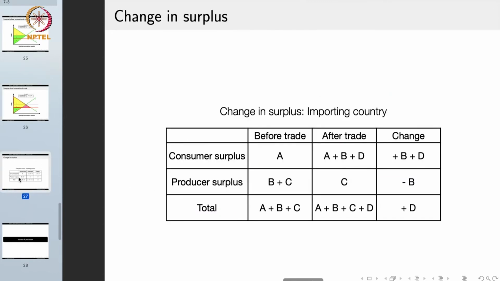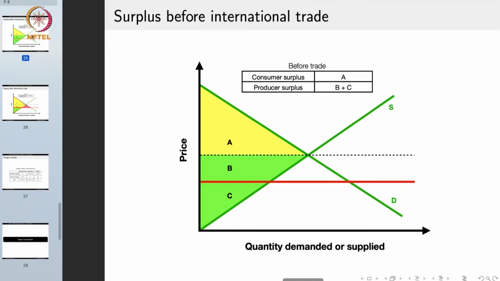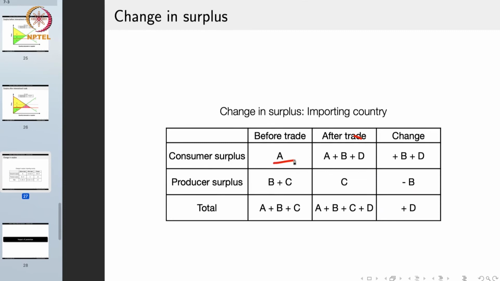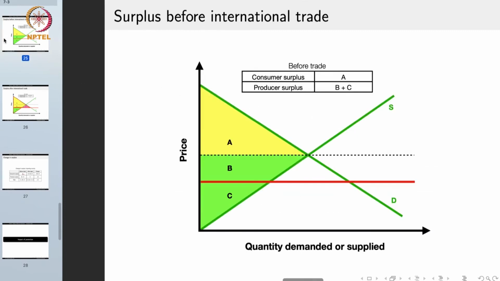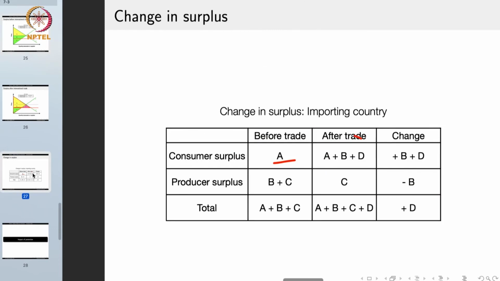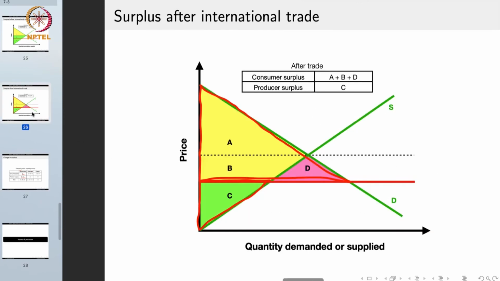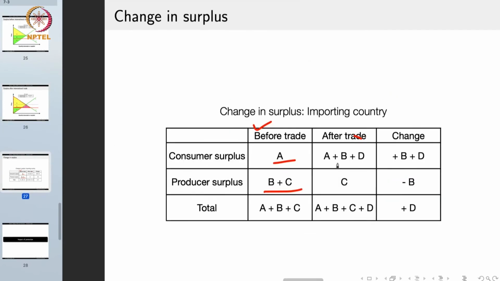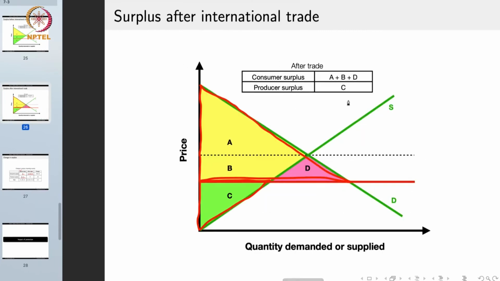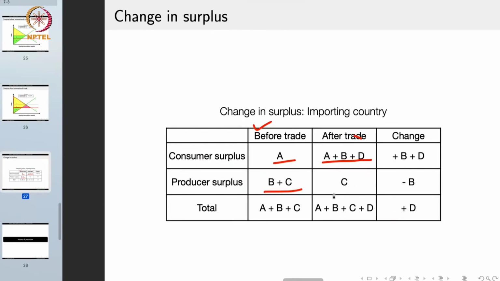So if we make a table, before the trade we had a consumer surplus of A, which is what we have written here, and a producer surplus of B plus C, which is what we have written here. So before the trade, we had A and B plus C. After the imports are permitted, the consumer surplus now is A plus B plus D, which is what we have written here. And the producer surplus is C, which is what we have written here.